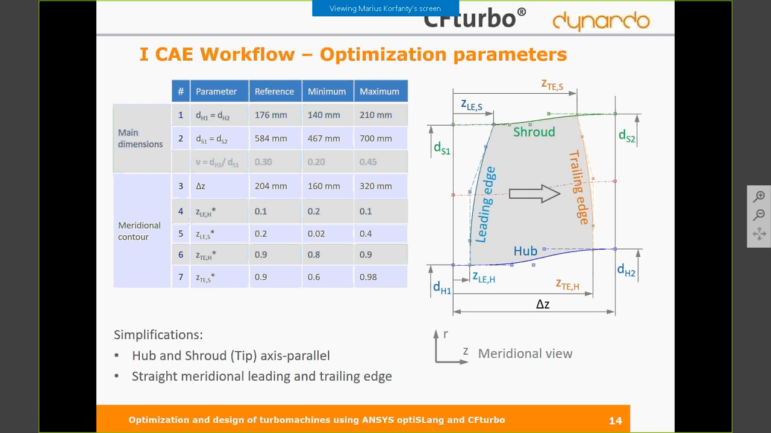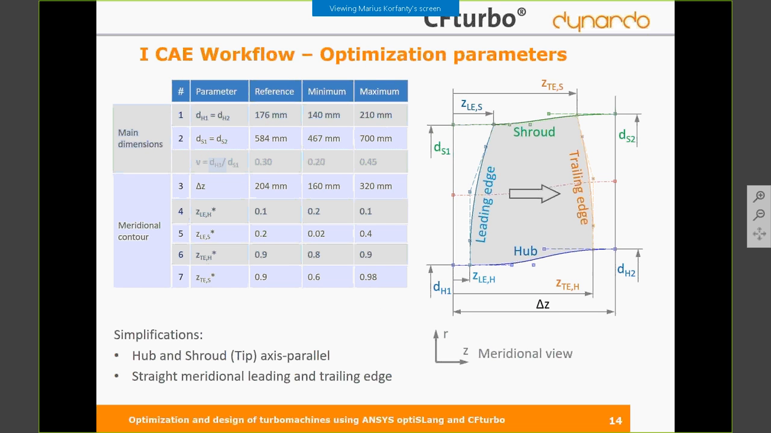After the initial geometry has been designed, the optimization parameters have to be chosen. These are in detail the hub and the shroud diameter, the axial extension, and also the axial position of the leading and of the trailing edge. Here we see the reference values, and here the range of variation.